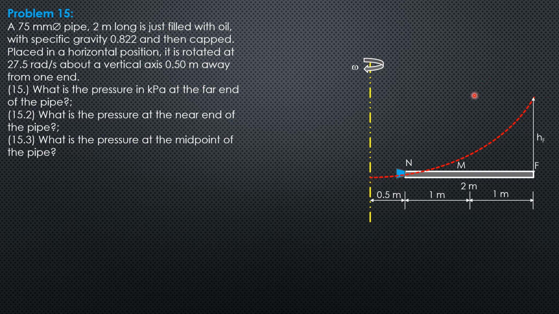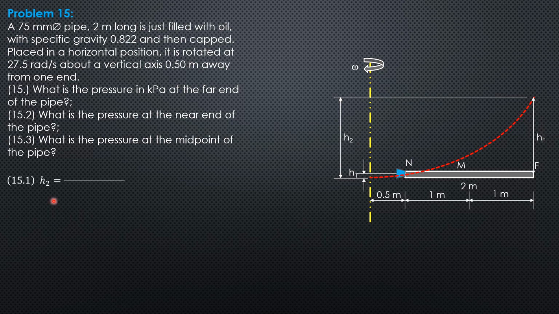Then we will call the height or depth from the zero surface to the far end HF. Then from the near end to the vertex, H1, and from the far end surface to the vertex, H2. So let's compute these distances so that HF is H2 minus H1.